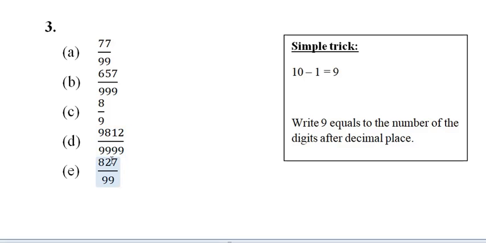And in 827 you will write 9 2 times. Now why 2 times? Because you have to only count those particular numbers which are after the decimal point. So you have to write 9, the number of 9s equal to the number of digits which are after the decimal place. So you have to understand this particular trick, how many times to write 9.